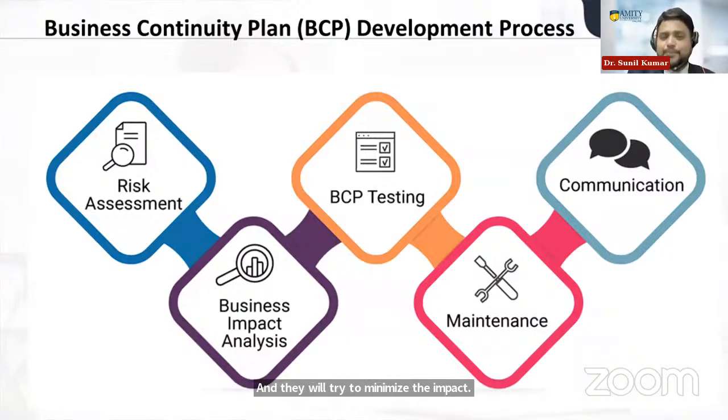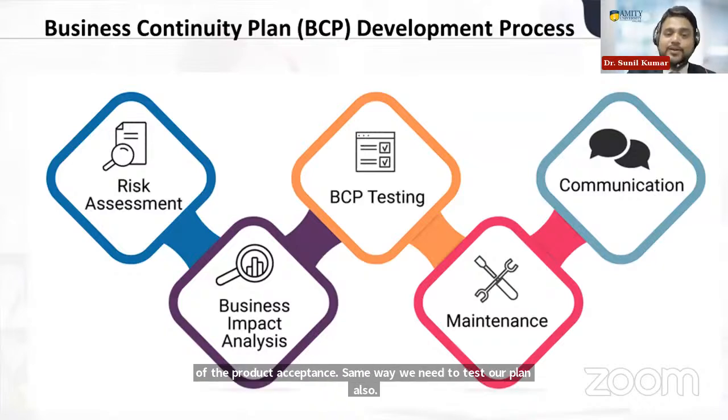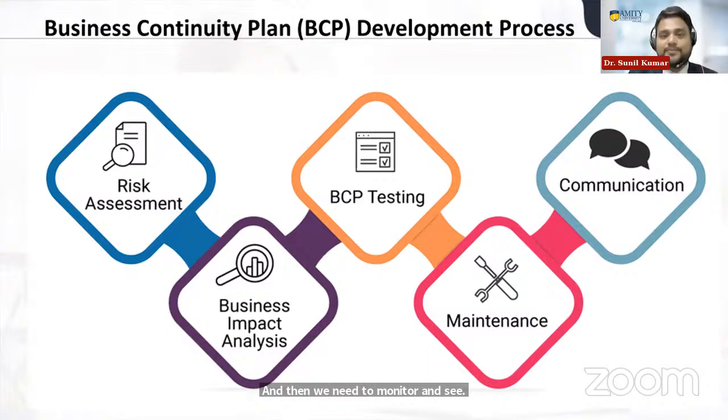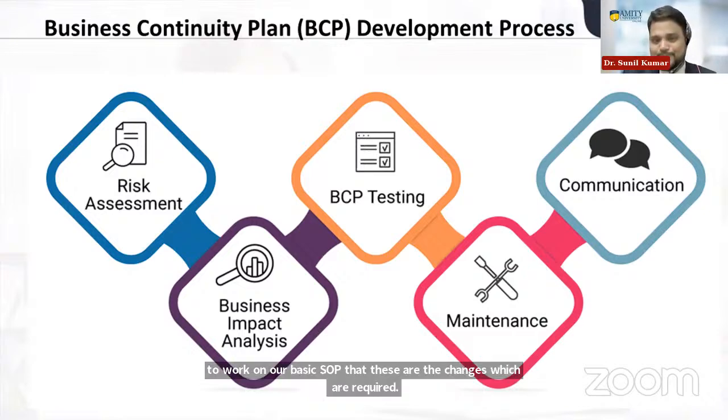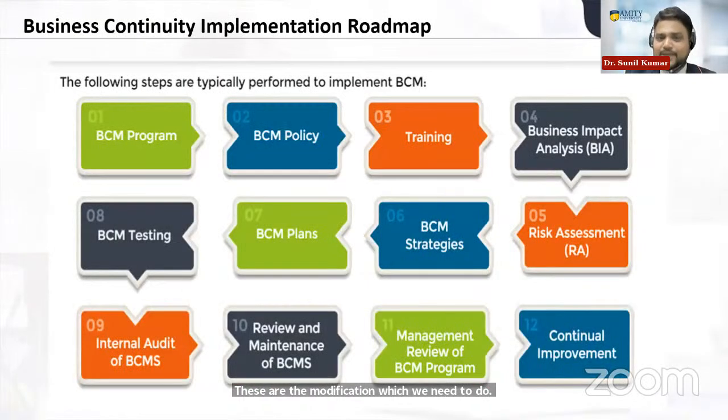Further, using these components, the major components we have just discussed, how do we bring them into the process? Now, we talked about the risk assessment. We talked about the business impact analysis, where we have identified the various parameters. So what we need to do is test it, like what we do for product marketing. We test in the market, right? We evaluate the position of the product, its acceptance. The same way we need to test our plan also. And then we need to monitor and see whether that testing is successful as per our plan or not. And then we need to give feedback, we need to communicate, and then again we need to work on our basic SOP: these are the changes which are required, these are the modifications which we need to do, right?